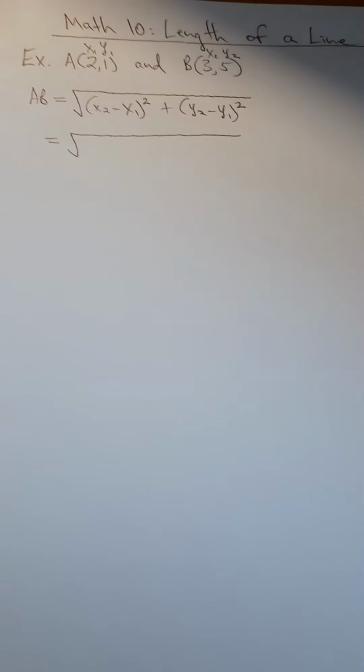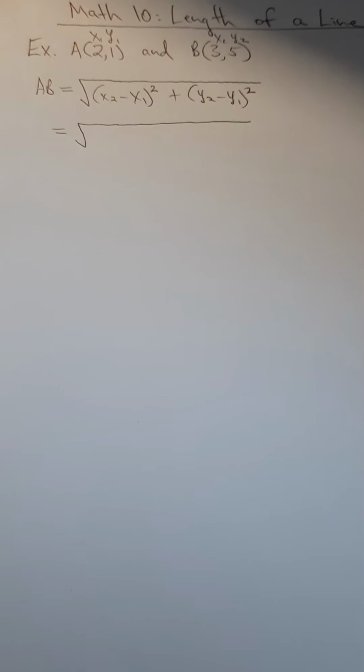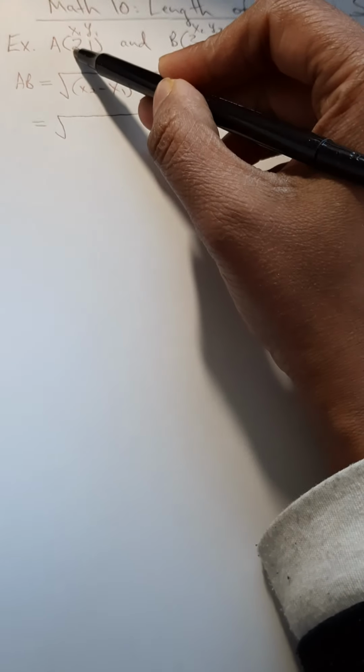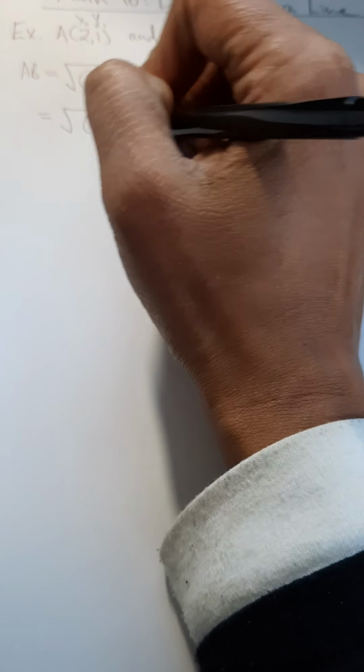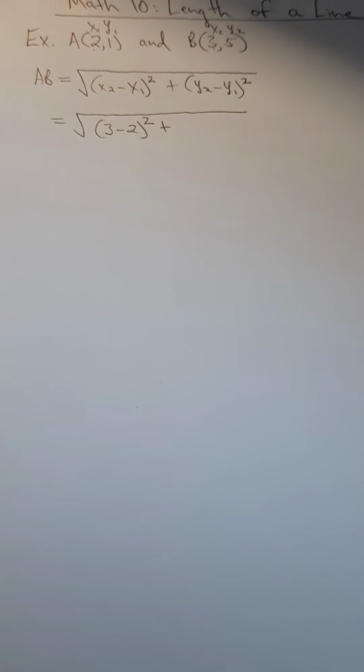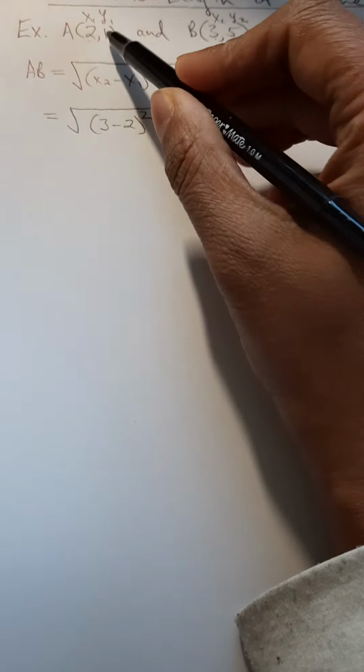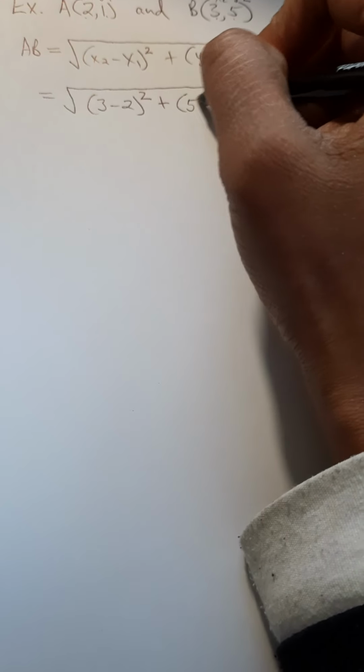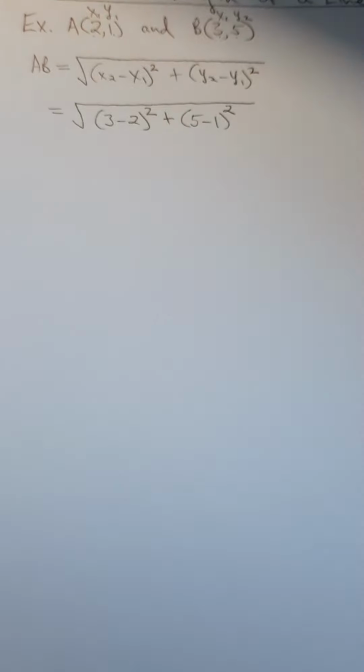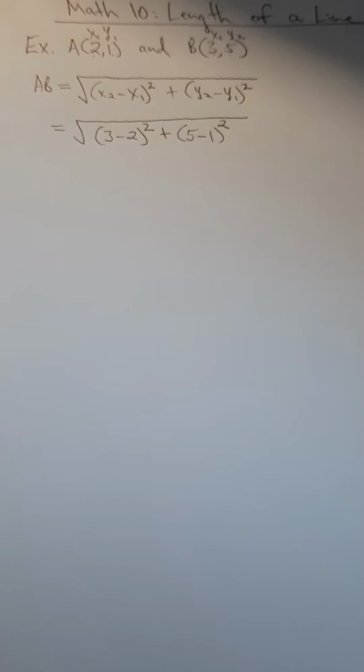Okay, and what you're doing is you're just going to sub it into this equation here. Take a look at each of the points where I put the letters. So start with the x. We're doing x2, which is 3, minus x1, which is 2. So you're doing 3 minus 2, squared. And the second point is going to be y2, which is 5, minus y1, which is 1. 5 minus 1, and then you're going to square it. Make sure you always write the formula before you substitute anything inside.